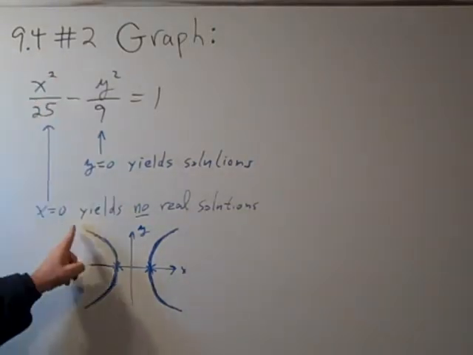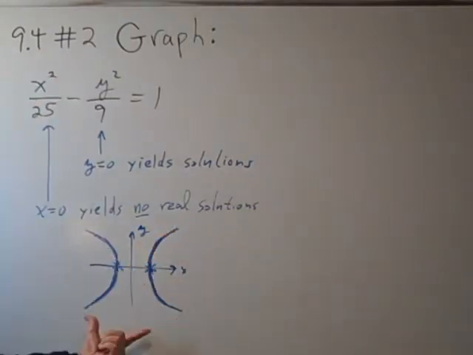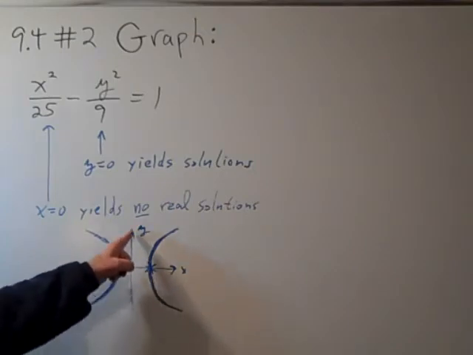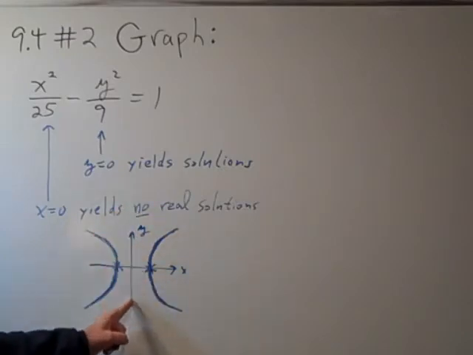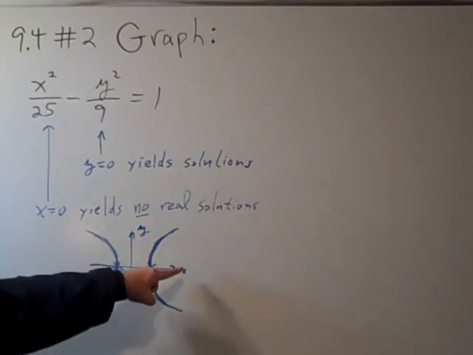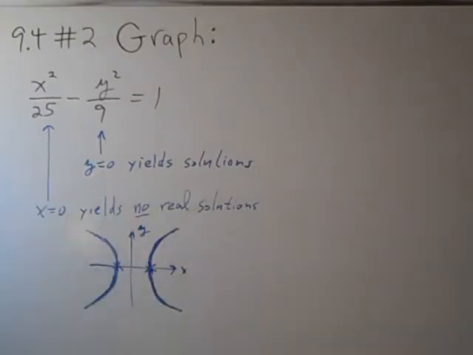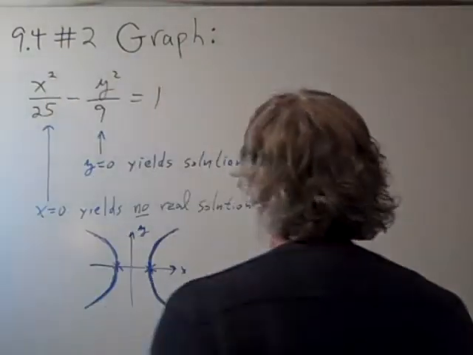So it's hyperbolas that look like this, a pair where x cannot equal 0. There's no y-intercept, in other words. But there are two x-intercepts, which is when y is 0. So that's the orientation of these hyperbolas. So let's graph them now.